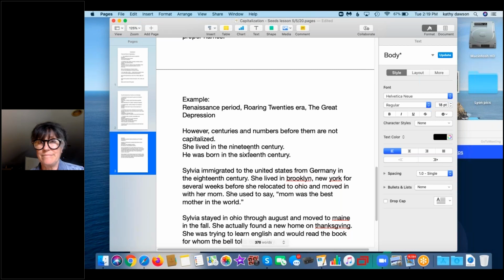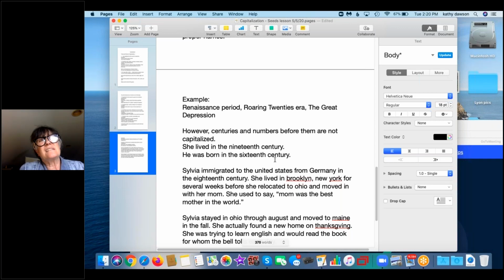Oh, like what wouldn't be capitalized? The word century, or the 19? It'll just be like she was born in the 19th century, the number 19 with the th, and then the word century. You would just write it like this without capitalizing it at all. No capitalization happens here. He was born in the 16th century. Those are not capitalized. It's just a rule.